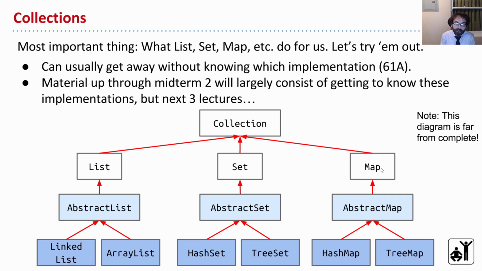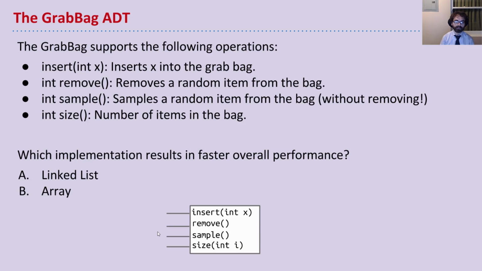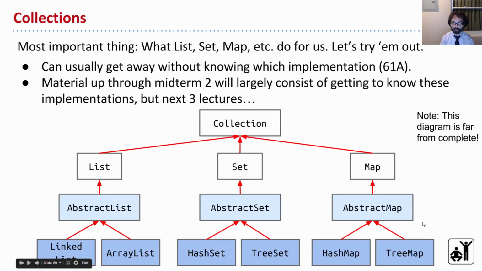And I'll say that usually most programmers, right, they can get away without really knowing which implementation they're using or why, right? Novice programmers will just use ArrayList everywhere, not really thinking about the fact that there's the word array there. And that was true in 61A, and it'll be true for the near future. But I will mention that once we're done with Project 2, we're really going to dig in deep and understand what all of these implementations are and the trade-offs that we get, kind of along the lines of what we did with GrabBag.